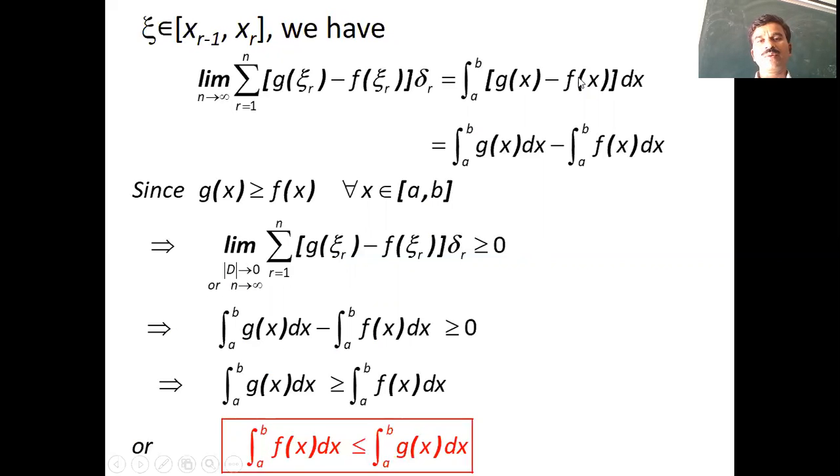That is equal to the integral from a to b of g(x) minus f(x), that is, the integral of g(x) minus the integral of f(x). Since g is greater than or equal to f for all x in this interval, this left-hand side is obviously greater than or equal to 0. So finally, the integral of f(x) dx is less than or equal to the integral of g(x) dx.